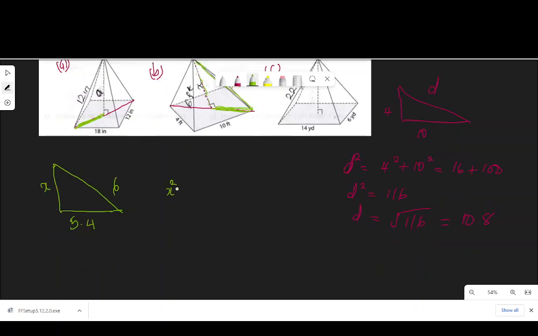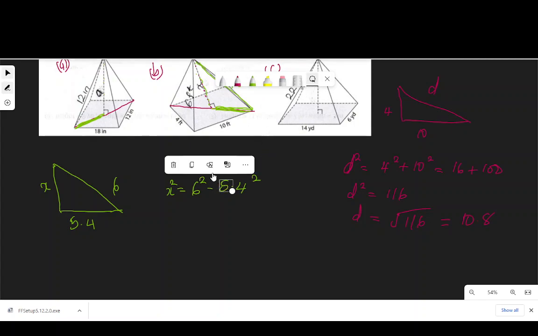s squared is 6 squared minus 5.4 squared. Let me rewrite it. 6 squared is 36, and 5.4 squared is 29.2 approximately. 36 minus 29.2 is 6.8 approximately. So s squared is 6.8.